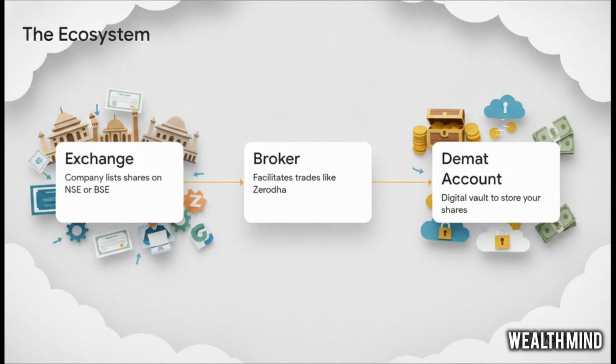But here's the catch. As a buyer, you can't just casually walk into the NSE and buy a share. Just like you'd need a real estate agent to set up a property viewing, you need a broker, think platforms like Zerodha, Upstox, or Groww, to actually place your trades. And finally, when you buy that share, where does it physically go? I mean, back in the day, you got a physical paper certificate, but today, everything is digital. Your shares are safely locked away in a digital vault called a demat account. So to recap, exchange, broker, demat account. That is your entire ecosystem.